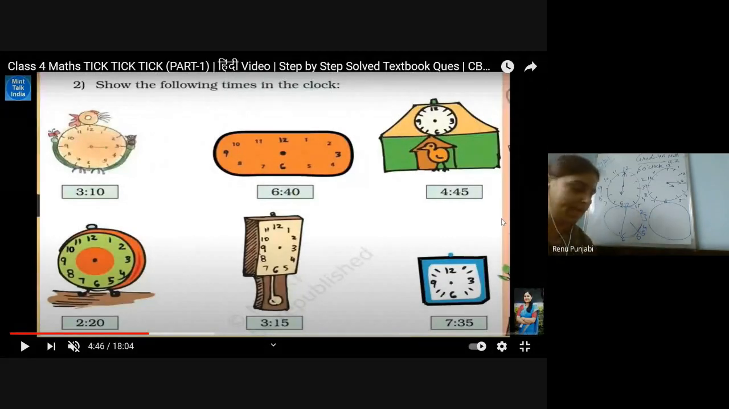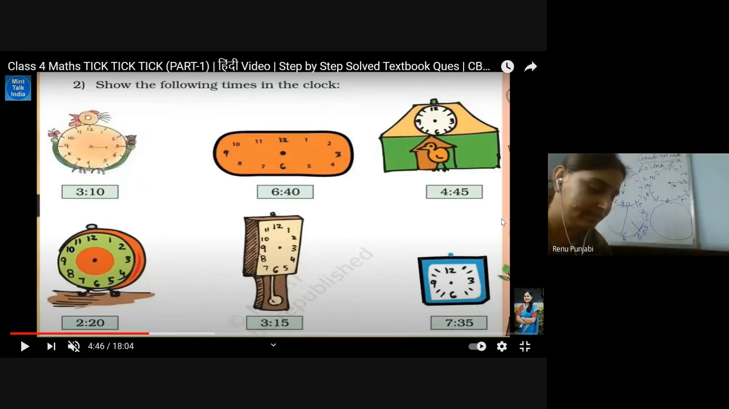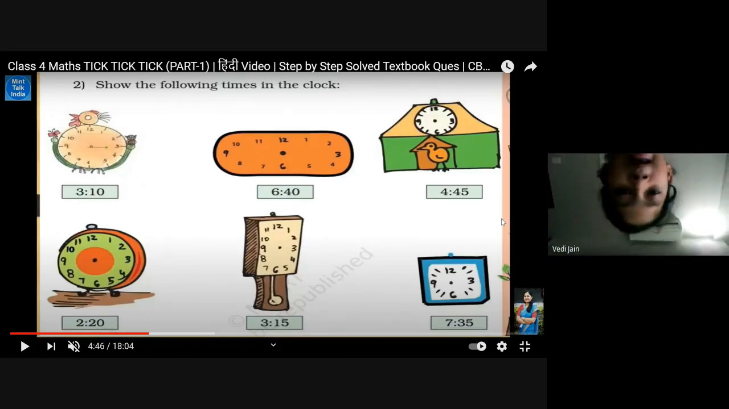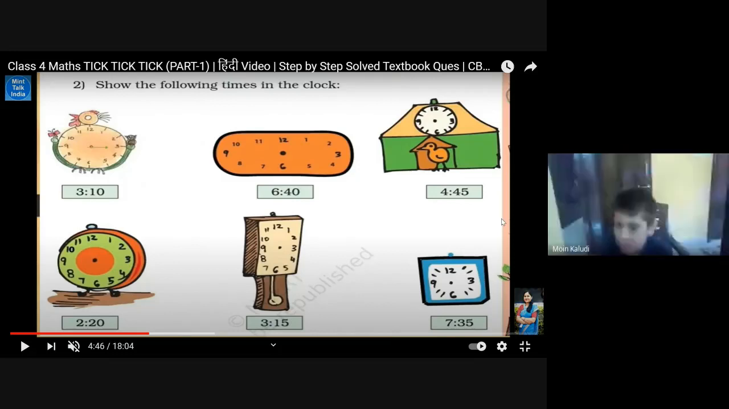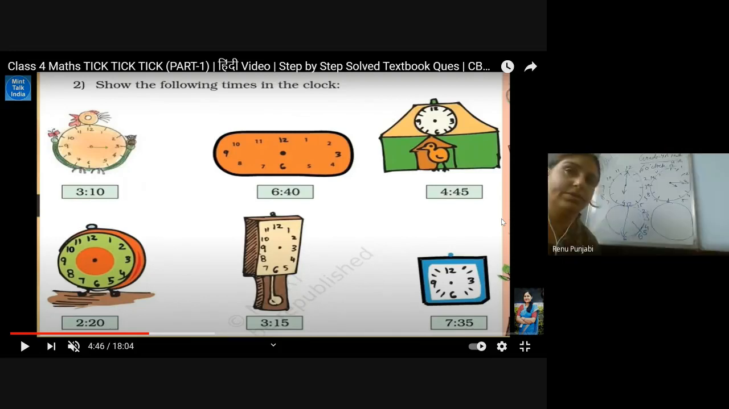Next child, who will give me the answer? Tell your name first. Ma'am, the short hand will be near 5 and the long hand will be near 9. Very good. The long hand will be exactly on 9, but the short hand will be in between. It is closer to 5 but not exactly on 5. It will be between 4 and 5 when it is 4:45.